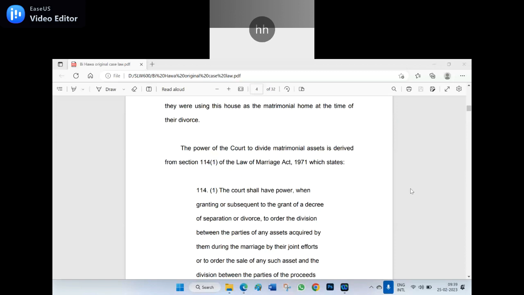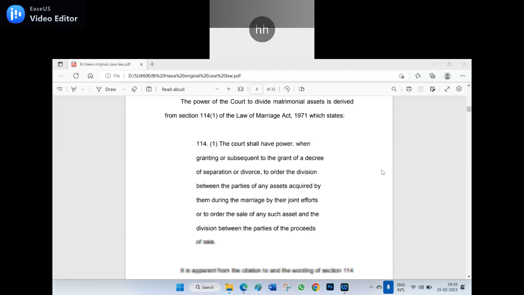But we can just write whether she is having half of the right in the matrimonial property according to the law. That is the Law of Marriage Act of 1971, or if you want to cite it. But always sections and enactments, maxims, decided cases, you have to write under the rule.